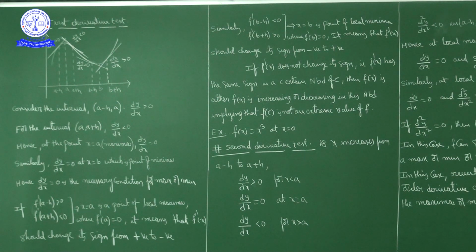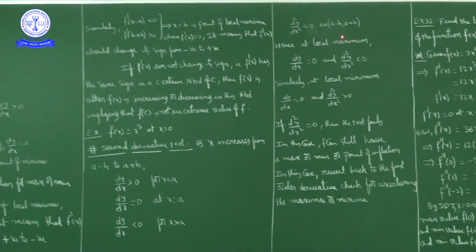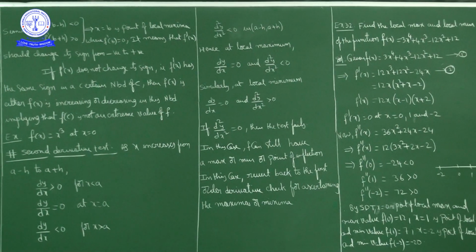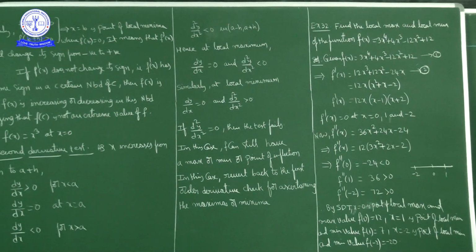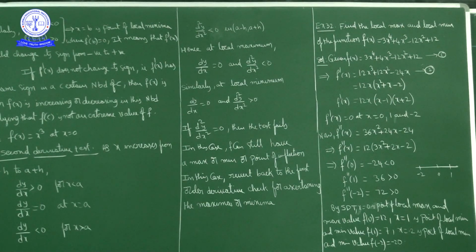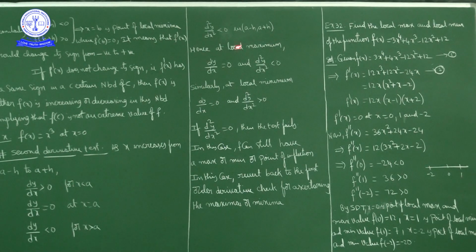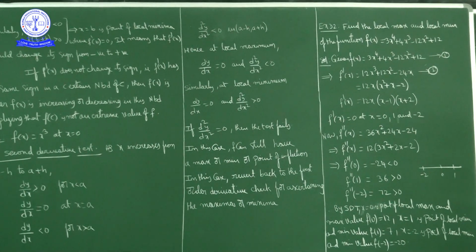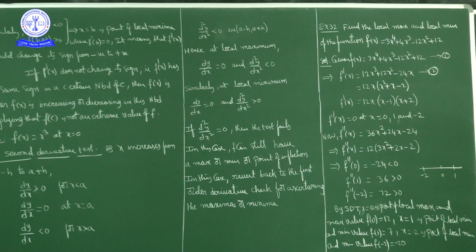So d²y/dx² is negative in the interval a minus h to a plus h. Hence at a local maximum, dy/dx equals 0 and d²y/dx² is less than 0.